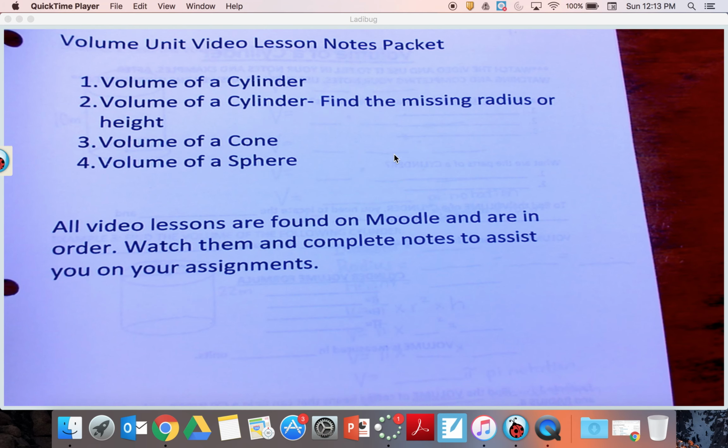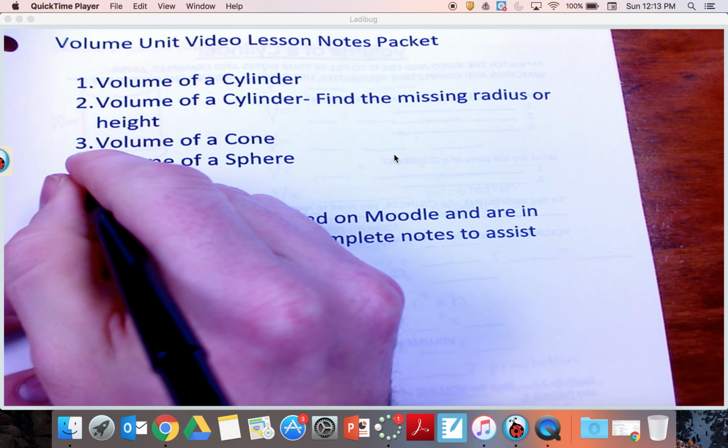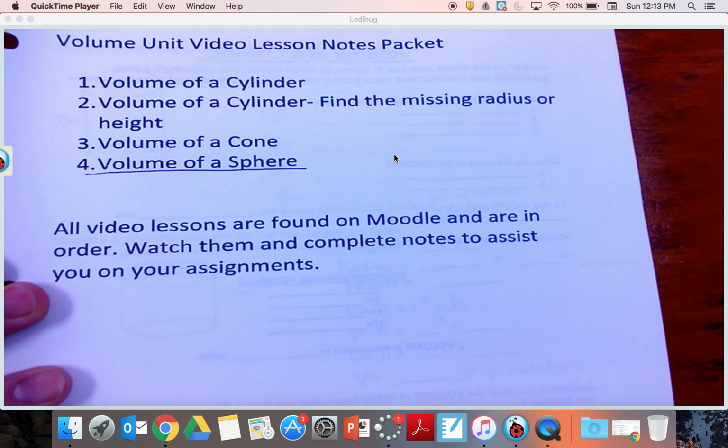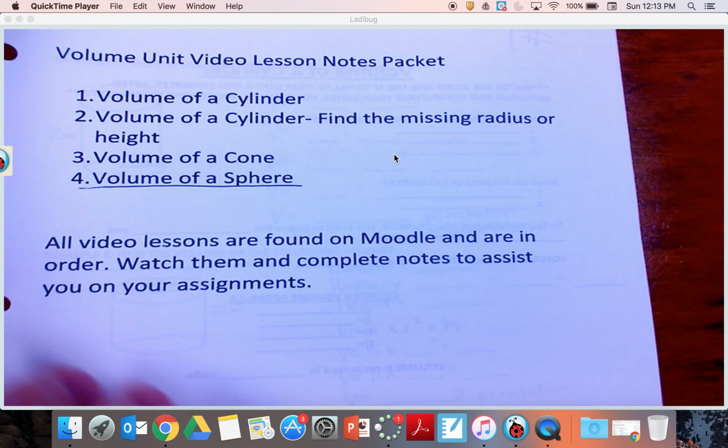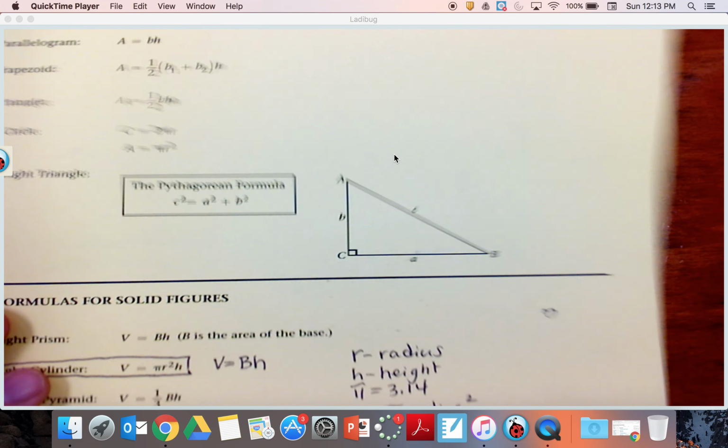Hey guys, this is your last video lesson here. We're talking about number 4, the volume of a sphere, inside your volume unit video lesson packet. So we're going to turn to the page that says volume of a sphere. You should also have your yellow sheet here.